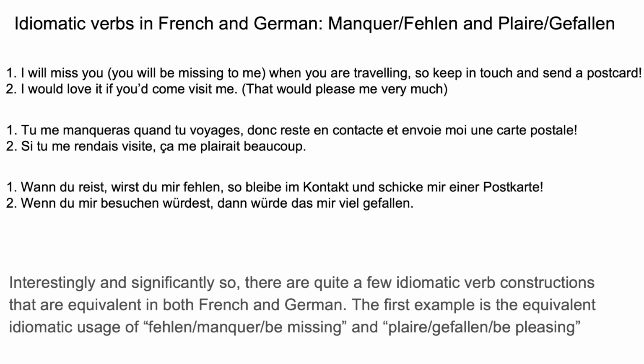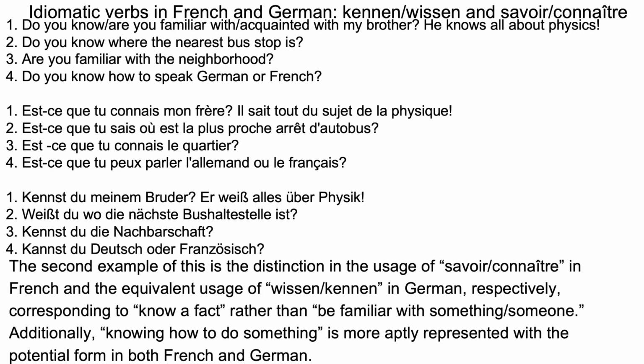pleasing, where the agent and patient are switched. The second example of this is the distinction in the usage of savoir versus connaître in French and the equivalent usage of wissen / kennen in German, respectively, corresponding to know a fact rather than be familiar with something / someone. Additionally, knowing how to do something is more aptly represented with the potential form in both French and German.